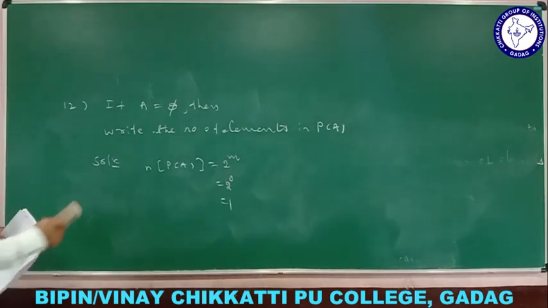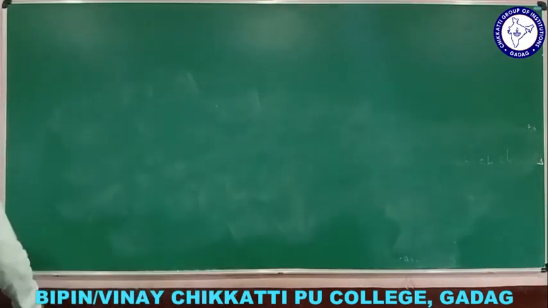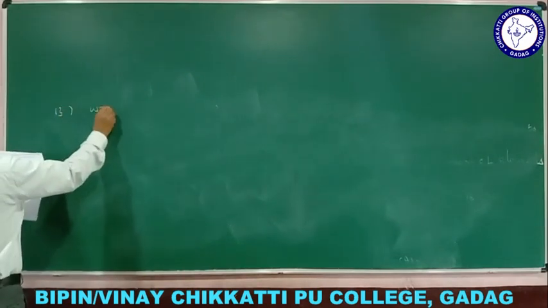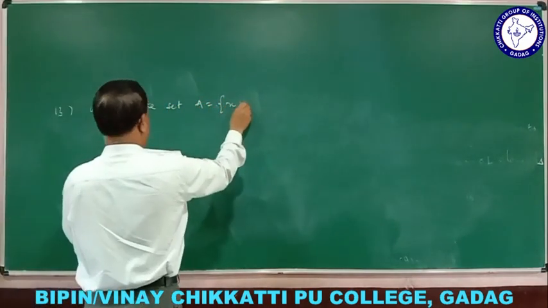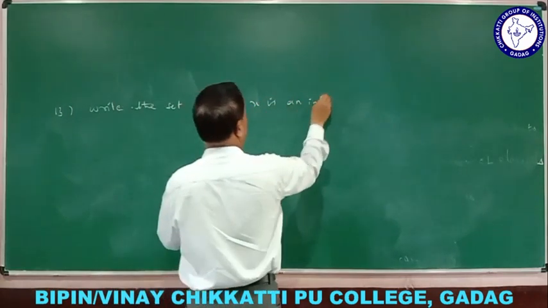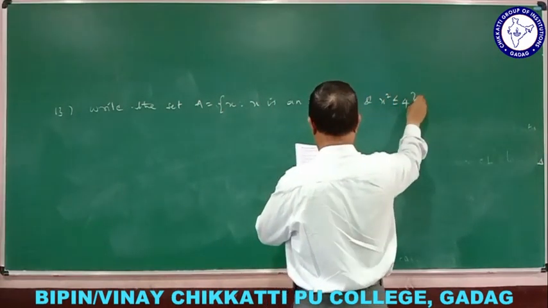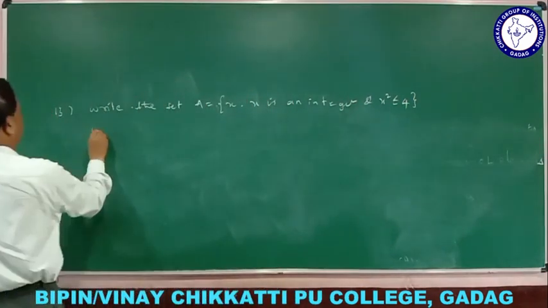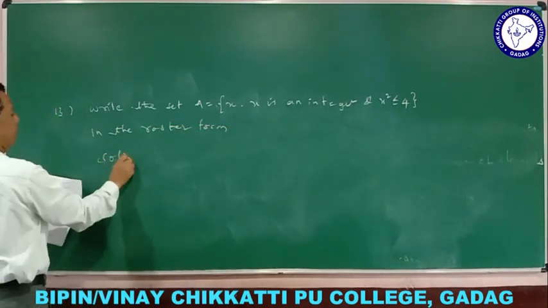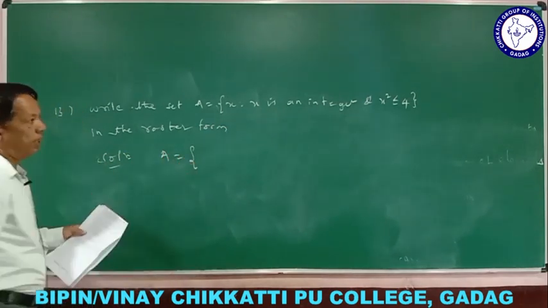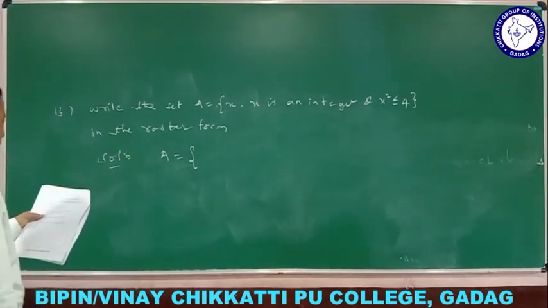Next problem, number 13. Again, a different question here. Write the set A is equal to x such that x is an integer and x square is less than or equal to 4, in the roster form. How do we write in the roster form? Solution: A is equal to x, x is an integer, and x square is less than or equal to 4, and accordingly we can write that.